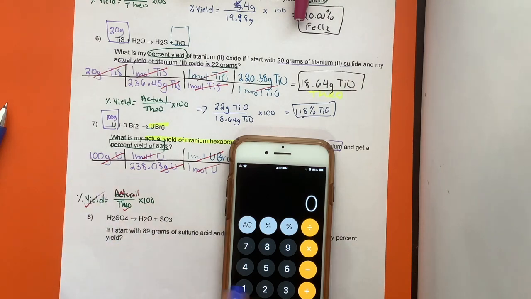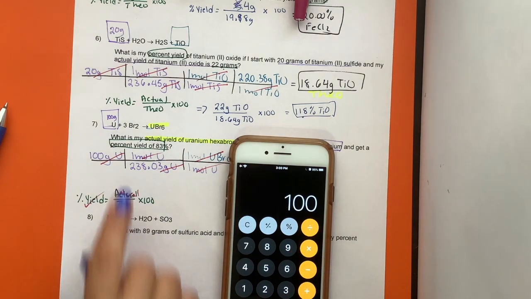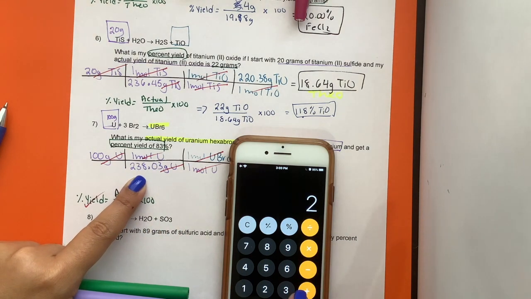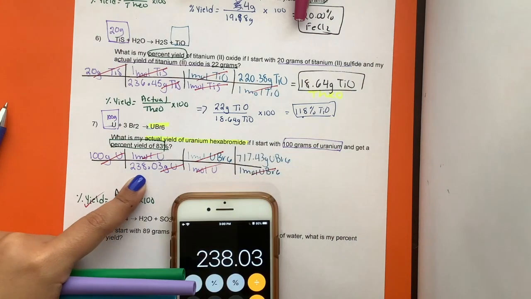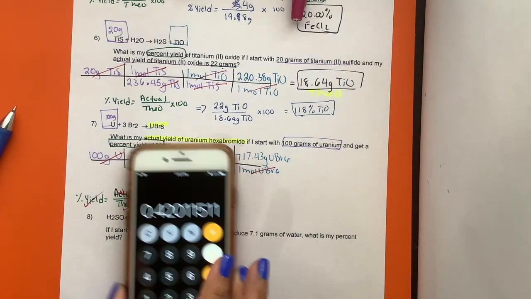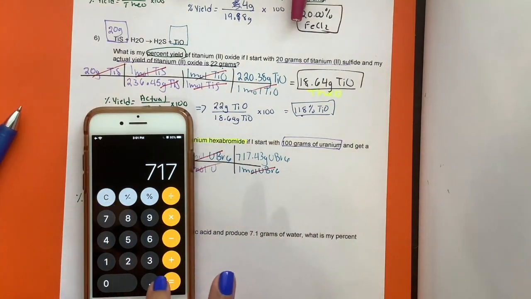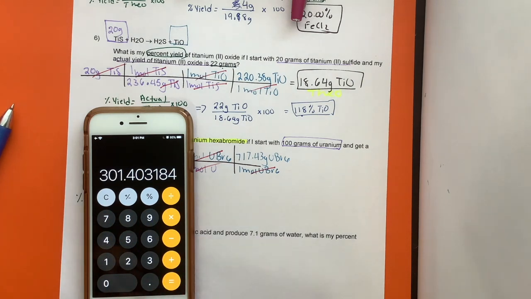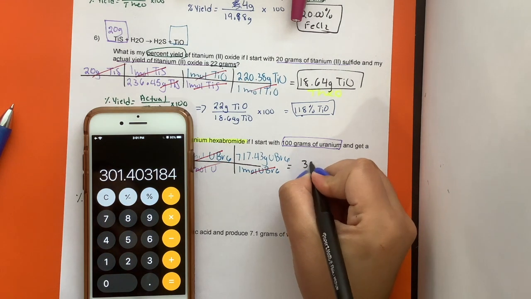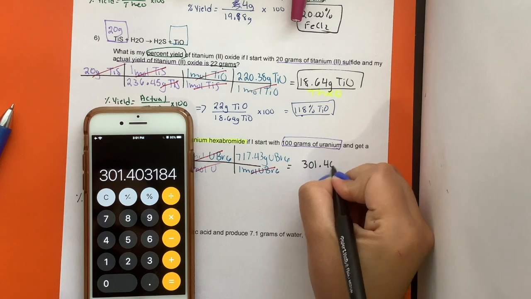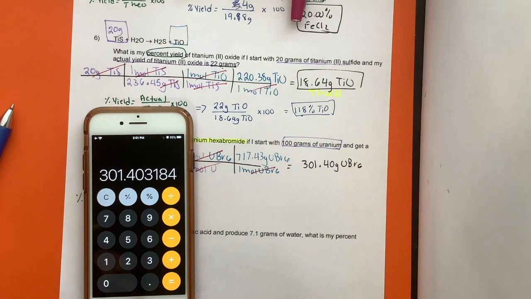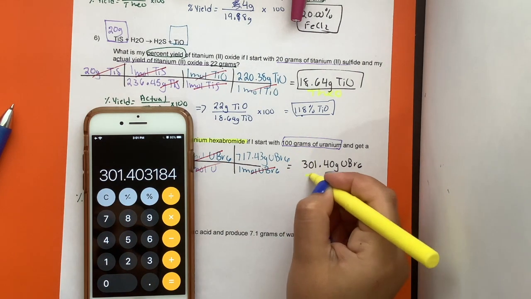Now I can calculate all this, starting with 100. My next section has a number on the bottom, which means I'm dividing by 238.03. My next section is 1 over 1, so I don't have to do that. And I have a number on the top, so I'm multiplying by 717.43. That gives me my theoretical yield of 301.40 grams of UBr6. So that would be my theoretical.